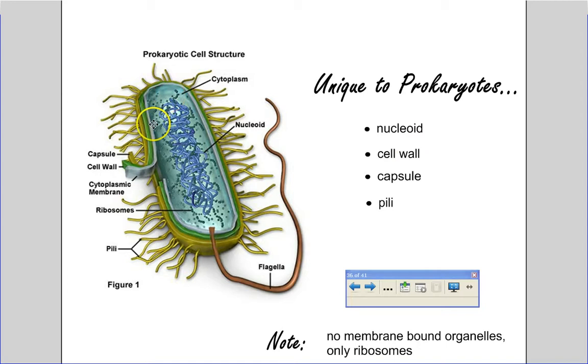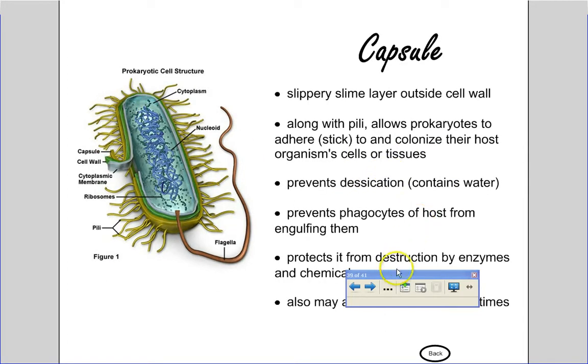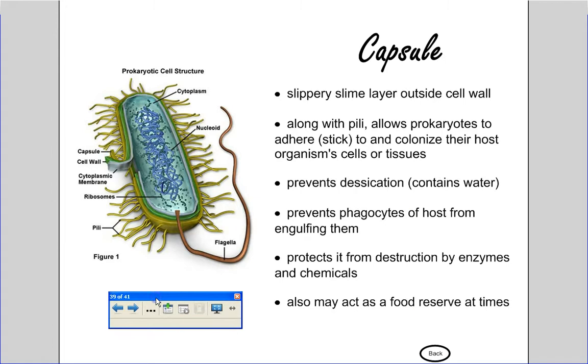Also, on a prokaryotic cell, you might find what's called a capsule. So that's the grass-like green. The bright green is the cell wall, but outside of the cell wall is the capsule. The cell membrane is on the inside of the cell wall. The capsule is on the outside. So let's take a look at the capsule. The capsule is a slippery slime layer outside the cell. And extensions from the capsule are called pili. We'll talk about them in a minute.